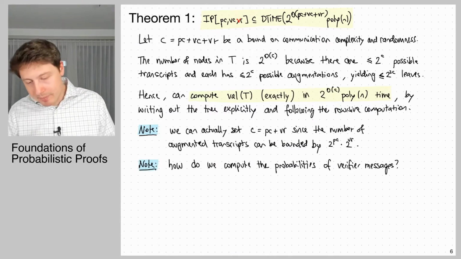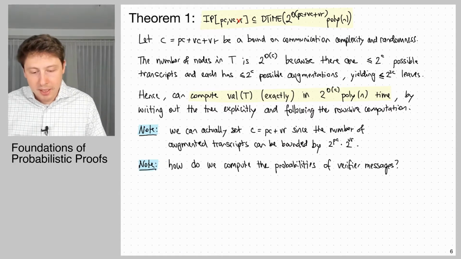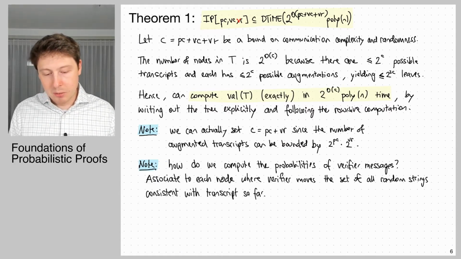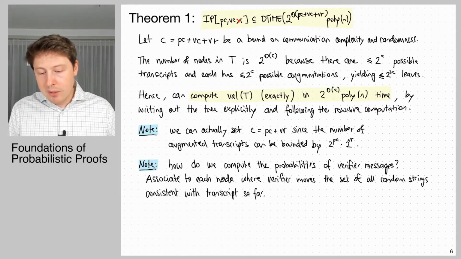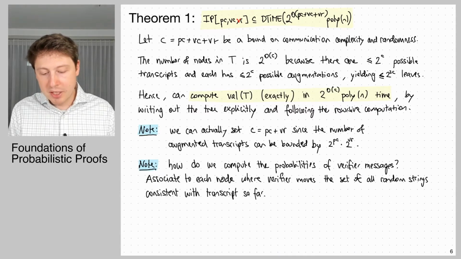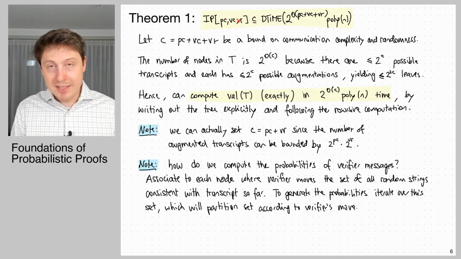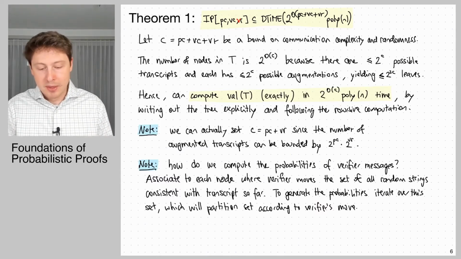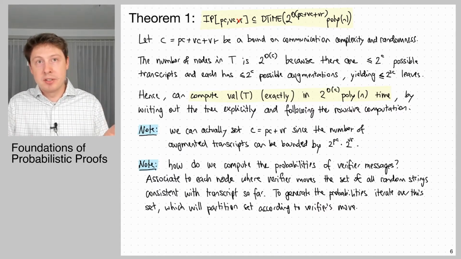Now, just some small thing that maybe is going to help visualize what we're going to do to the tree later. How do we compute the probabilities of the verifier messages along the way? One way you can think about it is that in each internal node where the verifier moves, you can just keep the set of all random strings consistent with the transcripts so far. And then when you want to generate the probabilities, you just iterate over this set, the possible randomnesses, and they will partition the set according to the verifier's move, right? So once you have partitioned these randomnesses by the next verifier move, then you have the weights.